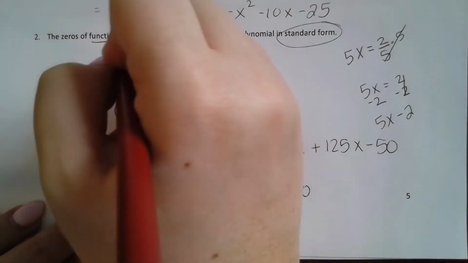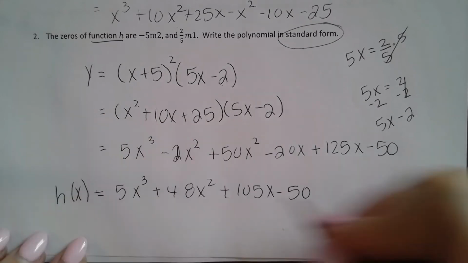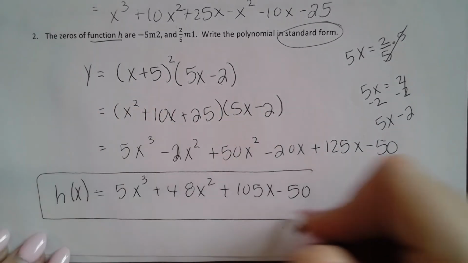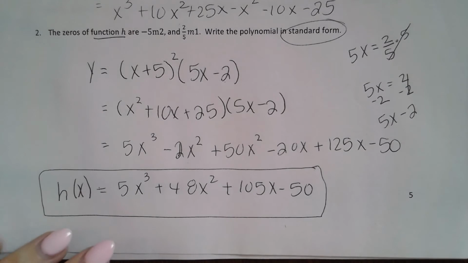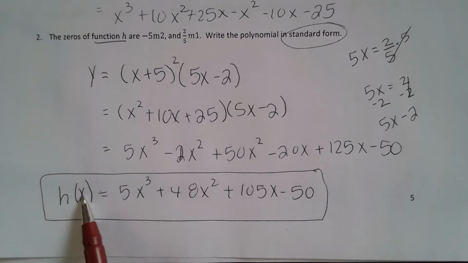And it does say that this is the function h, so h of x is equal to. Now, if you guys just put y equals, I would still give you credit for that. I'm not super picky, but if we're being technical, it does tell us the function is h. So we have h of x.